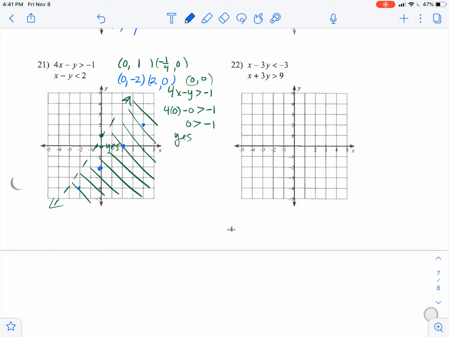And again, it's going to be a dotted line. Okay, and then I'm going to test 0, 0. Something wasn't looking right here, so that's why I was pausing there. So 0 less than 2. And that is true. So again, this is a yes. So this is going to shade this way. Okay, and if you look, the only place that these two are the same is going to be in here. Okay, in between there.